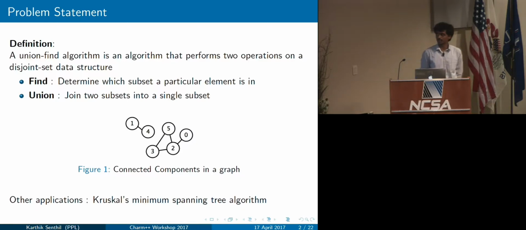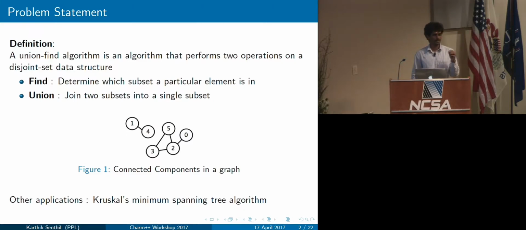A union find algorithm is an implementation of any algorithm that performs two basic operations on a disjoint set data structure. A disjoint set data structure is a data structure in which your elements can be partitioned into unique subsets. The first operation, called the find, helps to determine which particular subset an element belongs to. And your second operation, union, combines or joins two subsets in order to form a larger subset.